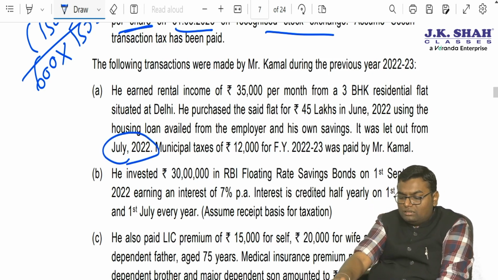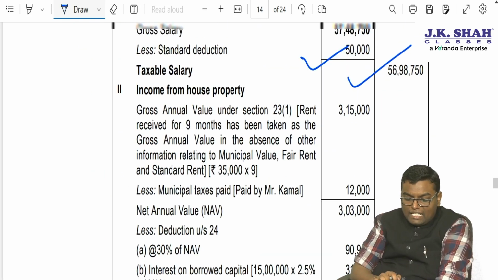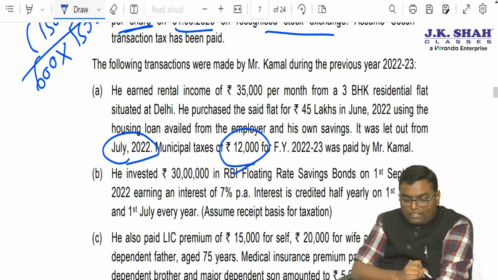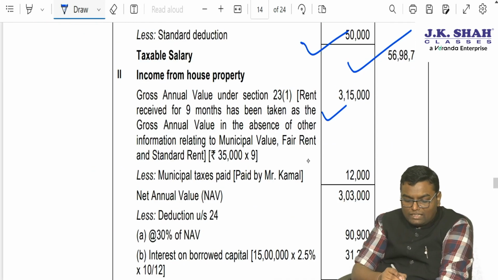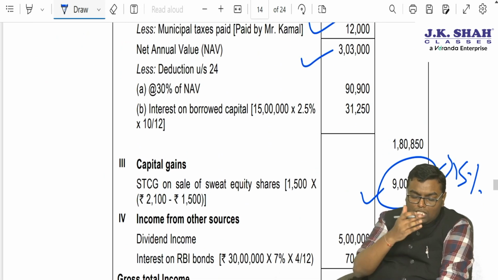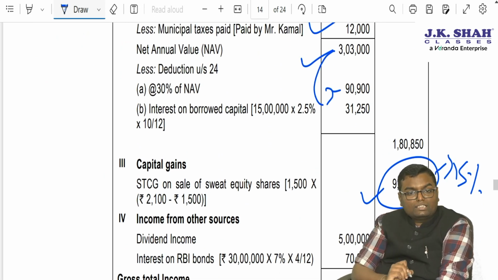So for 9 months it has been let out and there is no information with regards to expected rent. So my actual rent will become GAV. 35,000 into 9, that is 3,15,000 will be the GAV. Further, municipal tax 12,000 has been paid. So I will deduct 12,000 municipal tax. I will get my net annual value. Section 24 clause A, 30% deduction.